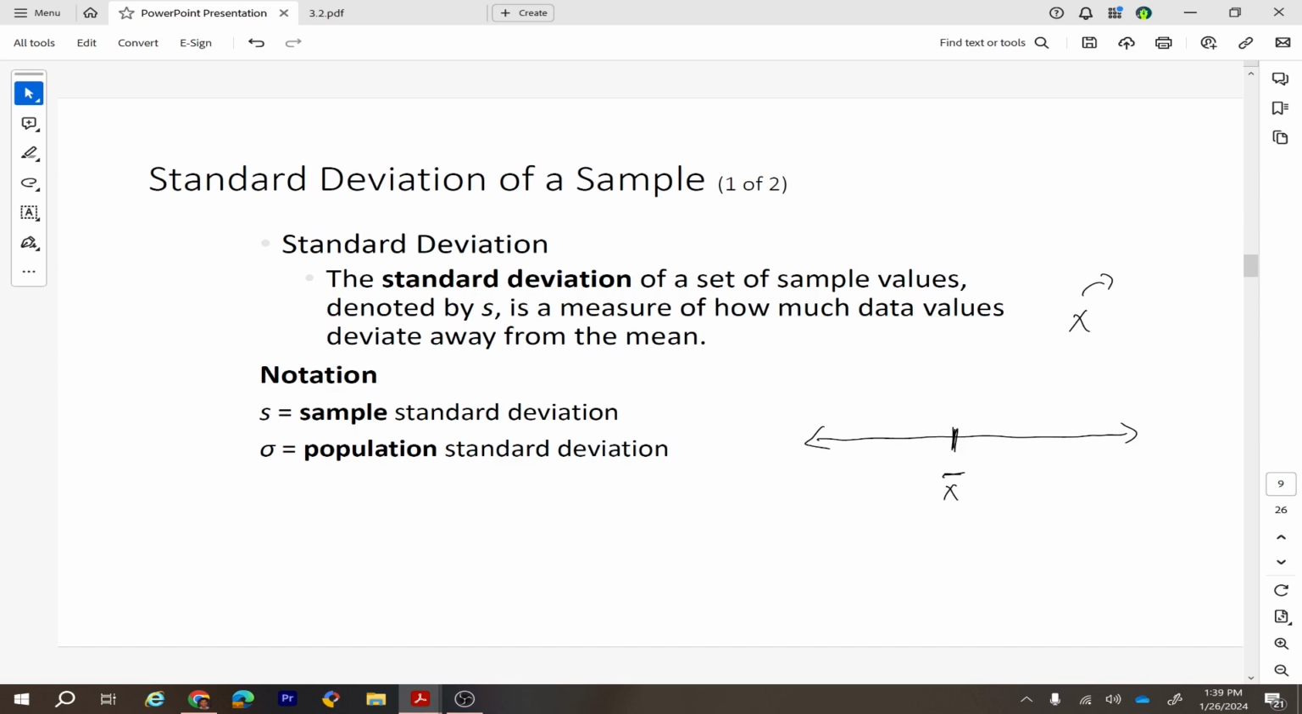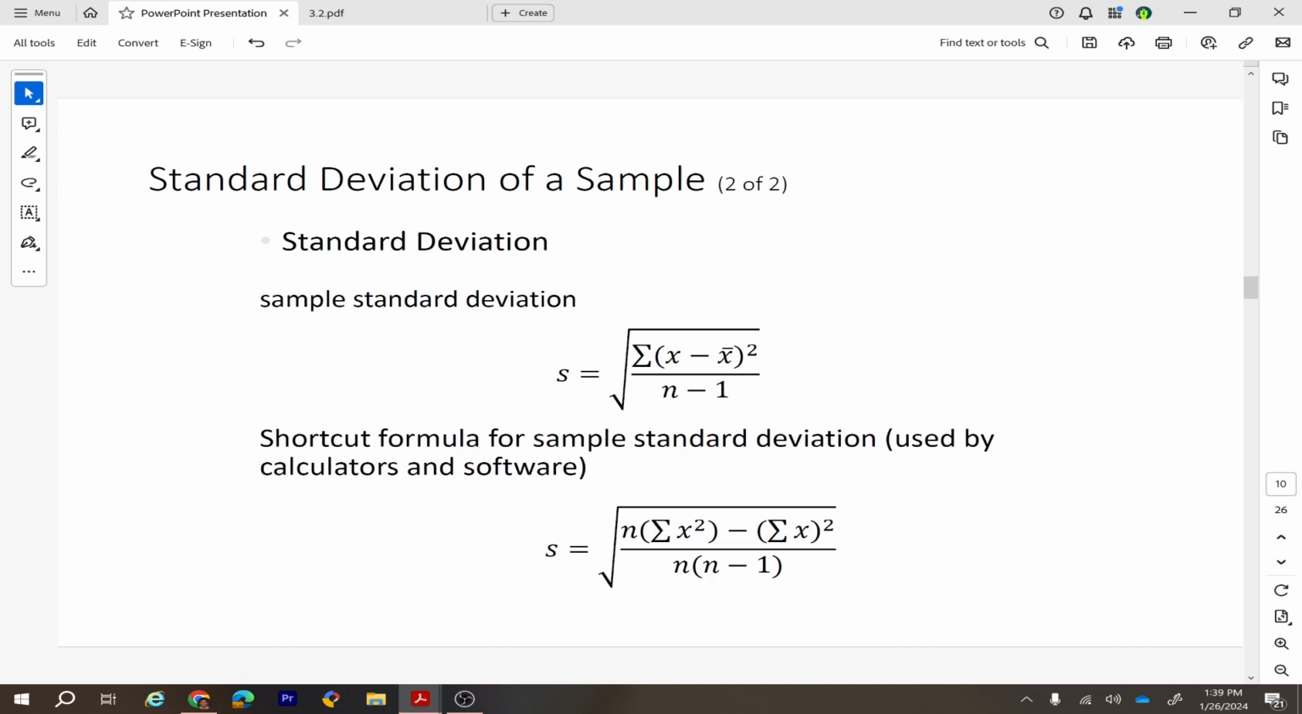How do you find the standard deviation? There is a formula for that, but before that, make sure you know the notation: this is the notation for sample standard deviation, and this is the notation for population standard deviation. Small s is the sample standard deviation, and small sigma is the population standard deviation. This is the formula we use for finding the standard deviation of a sample. You can also write the very same formula a little differently, but it will give the same answer. Or you can use a calculator or some kind of software to calculate the standard deviation.